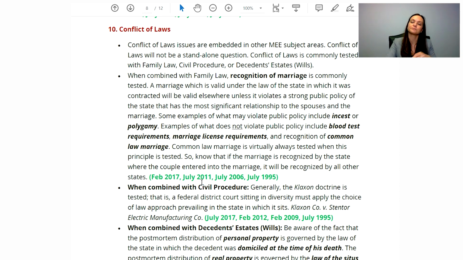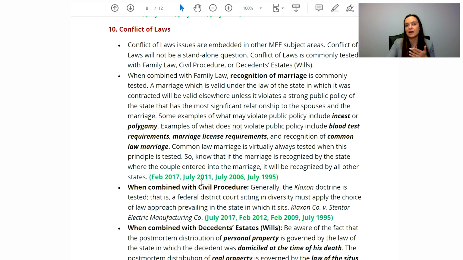They'll tell you that parties are common law married in one place, or they'll give you facts that would lead you to the assessment of common law marriage. And then ultimately the question is, are these parties married in another jurisdiction? Meaning, do these other jurisdictions have to recognize their common law marriage? And the general answer is always yes.